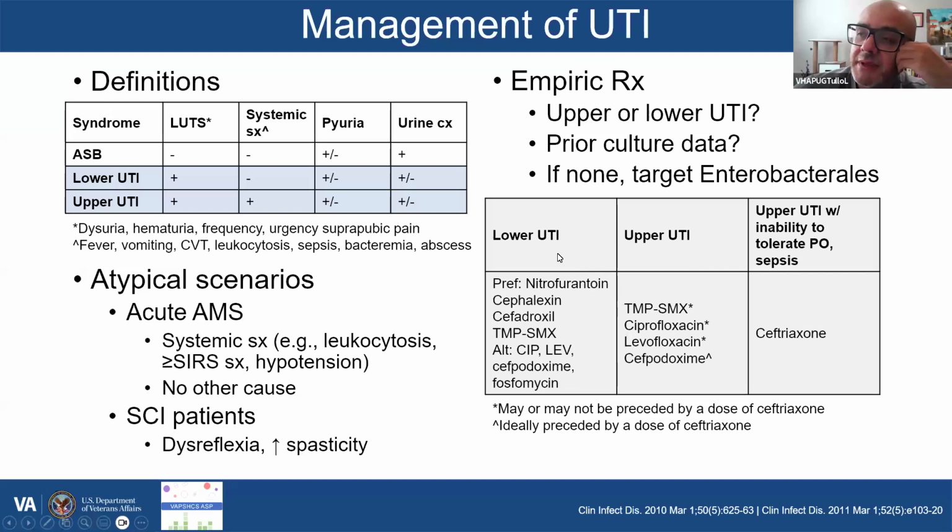And then empiric treatment. If you don't have previous cultures to guide you, you want to target enteric bacteria, the Enterobacterales group. So for lower UTIs, preferred treatments are nitrofurantoin, second-generation cephalosporins, which still have great coverage against E. coli, and also Bactrim. And when you're dealing with an upper UTI, you reach for Bactrim, the fluoroquinolones, and the third-generation cephalosporins.